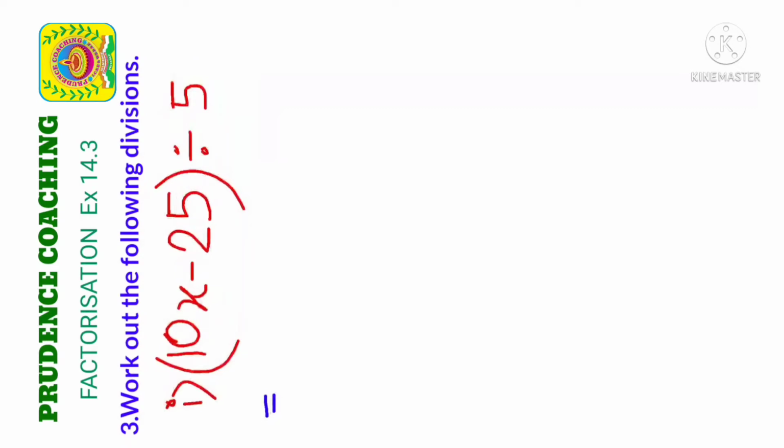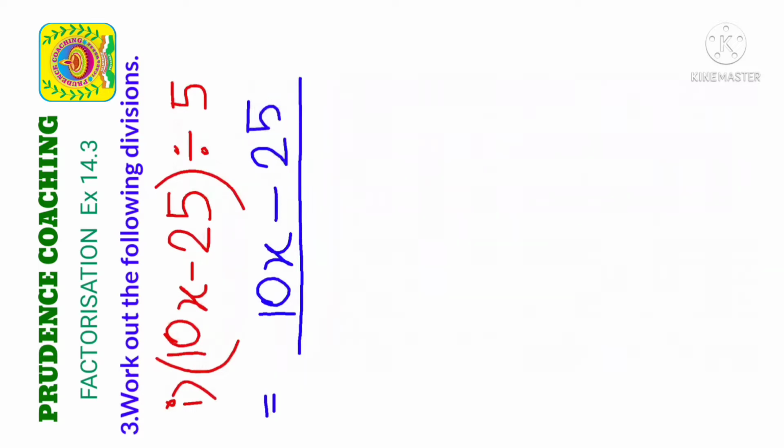Now let us start with sum number 3, Roman 1 of exercise 14.3. As you can see, you are going to divide the polynomial, that is 10x minus 25. Here we have two terms, 10x and 25, which you are going to divide by 5. So you are going to write it like this.